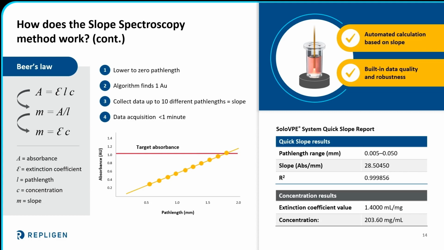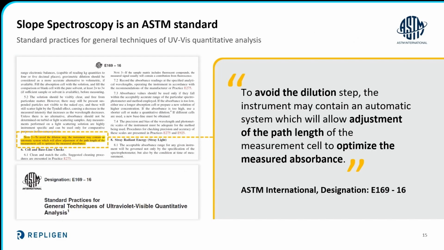This can all be done in an automated solution and a validated stored method that gives you the push-button analytics to generate slope-based linear data. We've made tremendous strides within the industry with our technology being used primarily in GMP environments. Additionally, we've been written into the ASTM standard 16916 for general techniques of UV-vis quantitative analysis, which now includes a statement to avoid the dilution step.